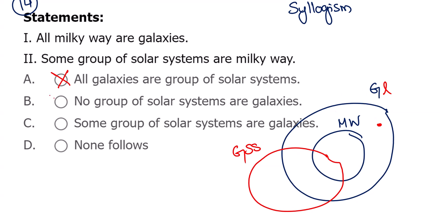Okay. No group of solar systems are galaxies. No, there is a connection. Some group of solar systems are galaxies. Yes. Option C. If all of these fail, then we have to go for none follows. But you can observe clearly in this diagram, we got some group of solar systems are galaxies. Some people argue, drawing this diagram, sir, all Milky Way are galaxy.